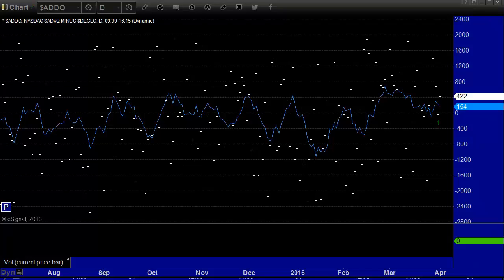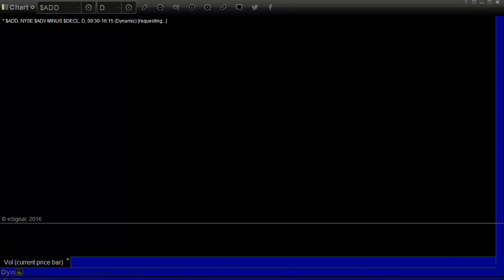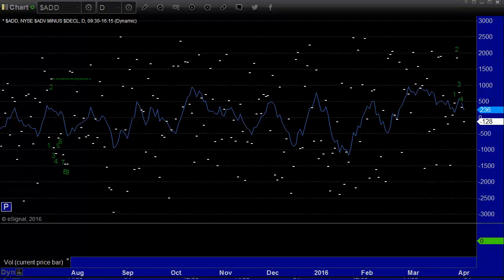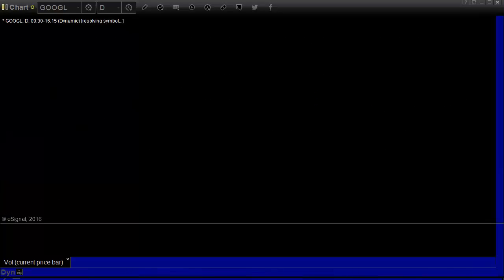Here's NASDAQ advanced decline ratio plus 422 for the session. Negative 128 on the broad market. So even though the markets were up, breadth was not great on the broad market.